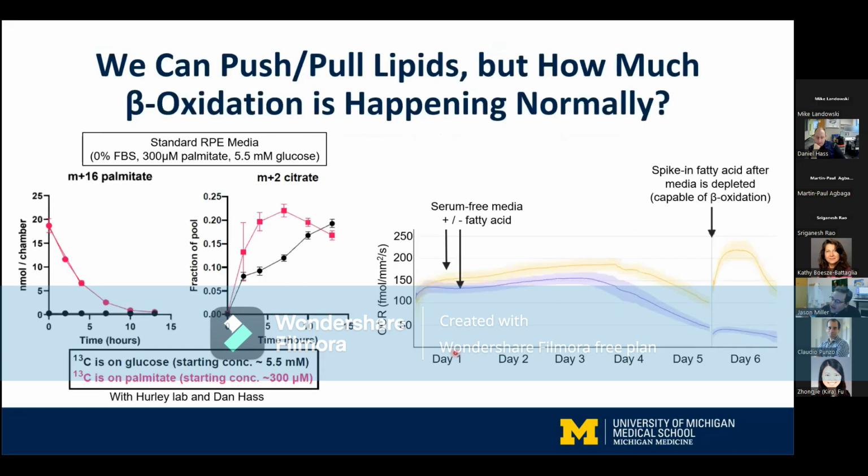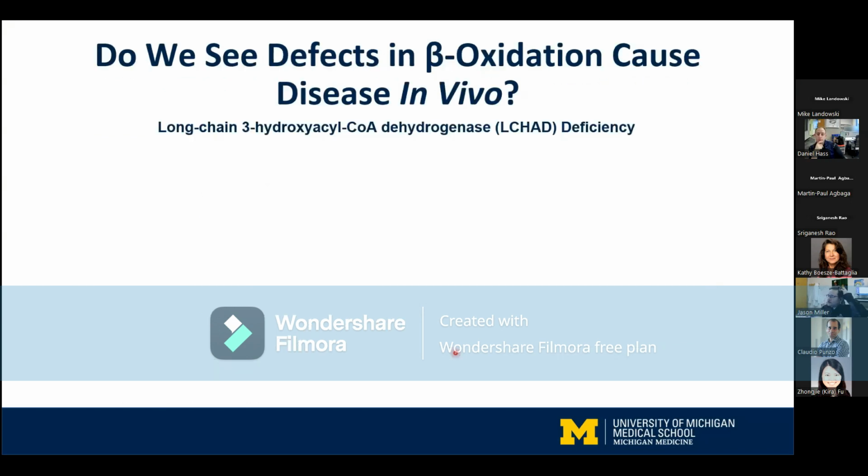The point of this slide is that certainly the RPE is doing beta oxidation, capable of it. Maybe it's not doing it as much as we thought. That's the main point of the slide. So I wanted to just turn to in vivo, what happens if you eliminate beta oxidation in vivo? And fortunately, we have a lot of genetic data to look at here. There are a lot of mitochondrial beta oxidation disorders in humans, and we can look at the natural history of what happens to those patients.